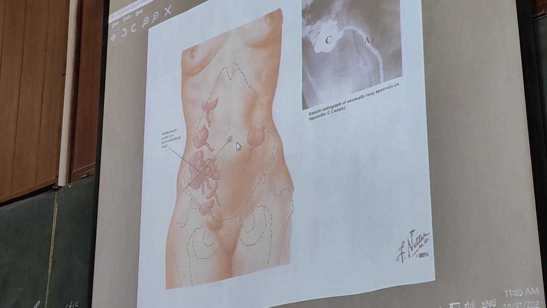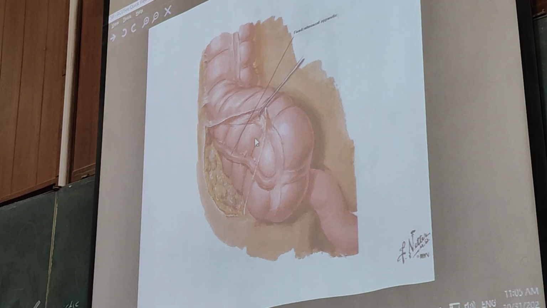It shows you that the appendix may be located in different parts. As usual, we expect to find it in the iliac fossa here, but it may be located at the level of the liver, or just the opposite side of the body, at the left side. It goes back to the embryology that I'm sure Dr. Amidi told you.